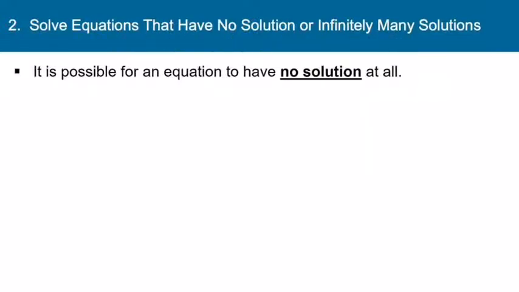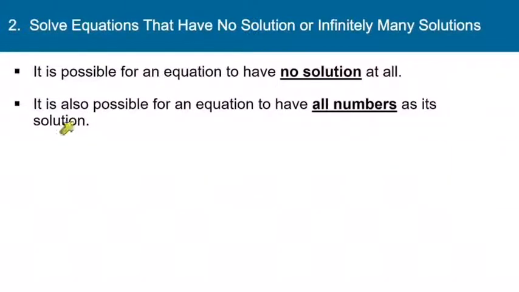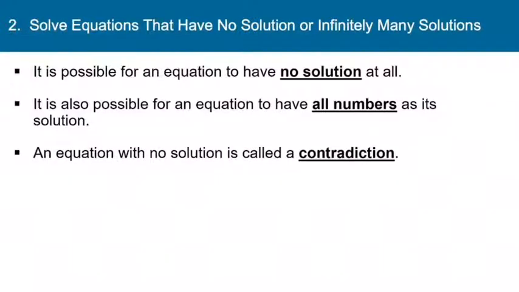Now let's go on to objective 2, and let's talk about equations that have no solution or infinitely many solutions. So it's possible for an equation to have no solution at all. And it's also possible for an equation to have all numbers as its solution. And both of these special kinds of equations have a name. An equation that has no solution is called a contradiction.